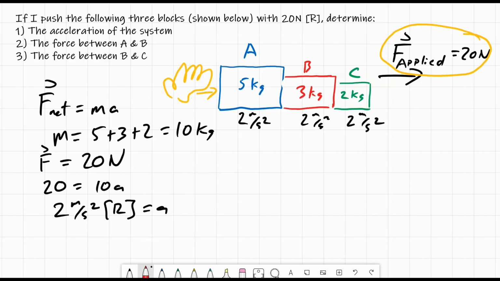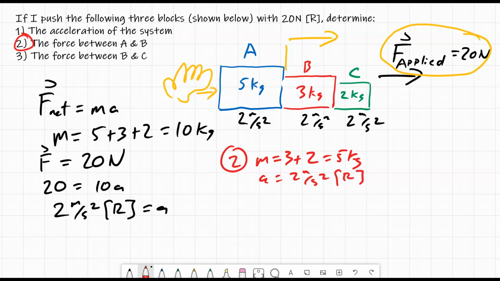So now let's talk about the second point right here, where we talk about the force between A and B. If I was to put my hand right here, so talk about the force that's occurring this way, you can see in this case that this action force would be only pushing along 5 kilograms of mass. So it's going to have a mass of 3 plus 2, which is 5 kilograms. Now we know the acceleration is going to be 2 meters per second squared to the right. So therefore my force is equal to mass times acceleration: 5 times 2 is going to be 10 newtons to the right.